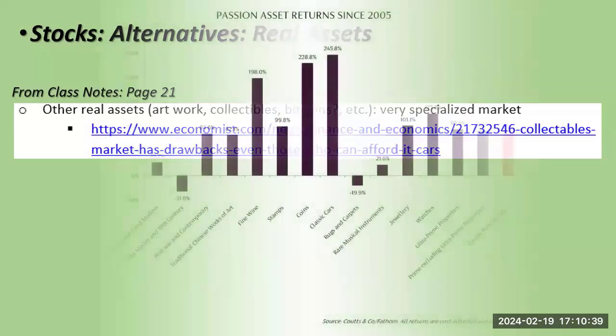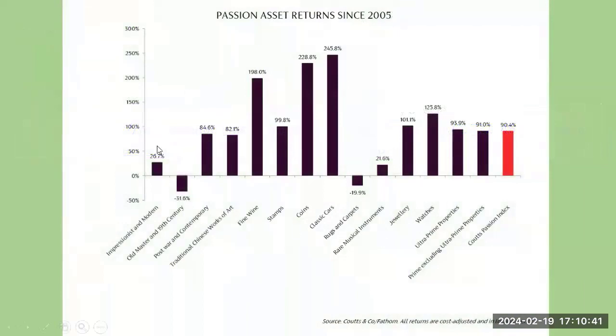I don't know much about this. This is a really old chart. It just shows you the kind of things you see in there: different types of art, stamps, coins, classic cars, whatever. There's actually an index called the Passion Index. It's up 90%, but that's over several years, so that's not all that impressive.